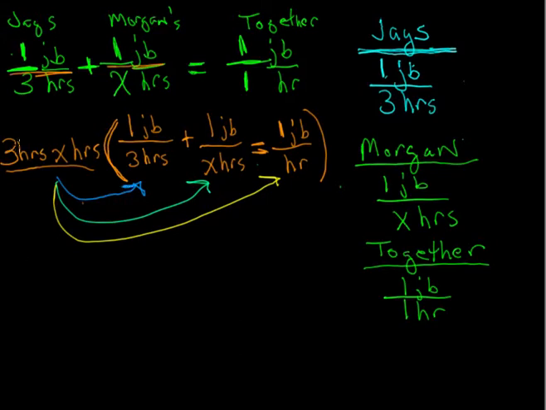When I multiply hours by hours, one of these units will cancel, and the 3's cancel. Actually, give me a second here. I'm going to use blue because that's the color of that arrow. So the hours cancel an hours here, and the 3 cancels the 3 here. So I'm left with x hours times 1 job.